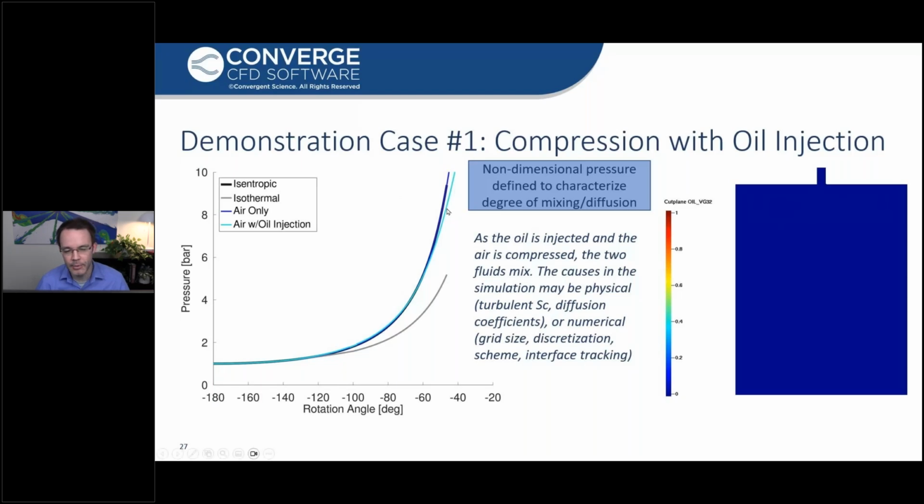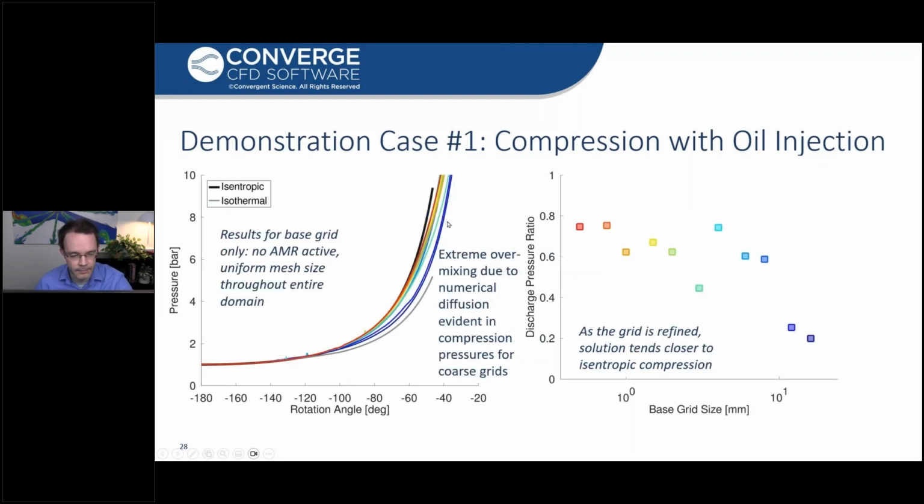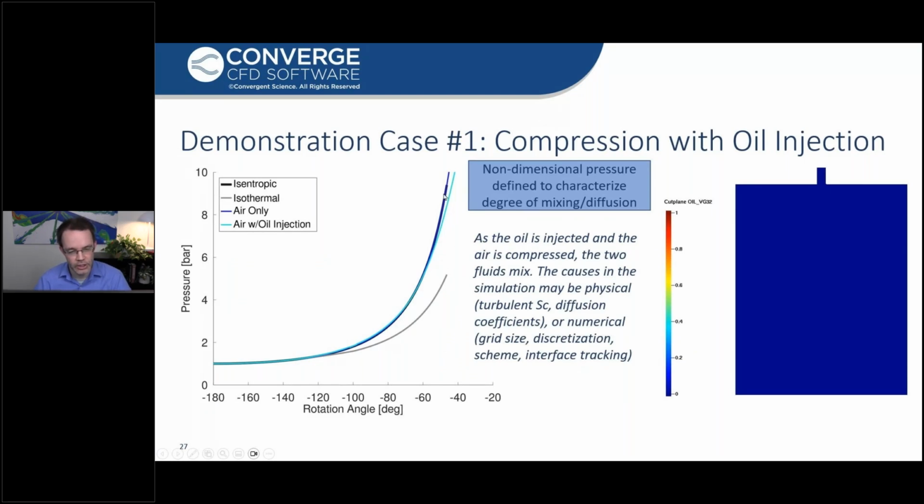And the reason that this happens is because of two things. One is the heat transfer between the gas phase and the liquid phase, which is physical and one of the purposes of having the oil injection. But the other reason is due to numerical effects. It could be due to the grid size being too coarse, the discretization being too low, or the interface tracking not capturing the interface with high accuracy. So in order to characterize the amount of mixing or diffusion that happens in this case, we use a single pressure coefficient, which is the ratio between the point of this pressure at the end of the cycle compared to the pressure for isentropic compression.